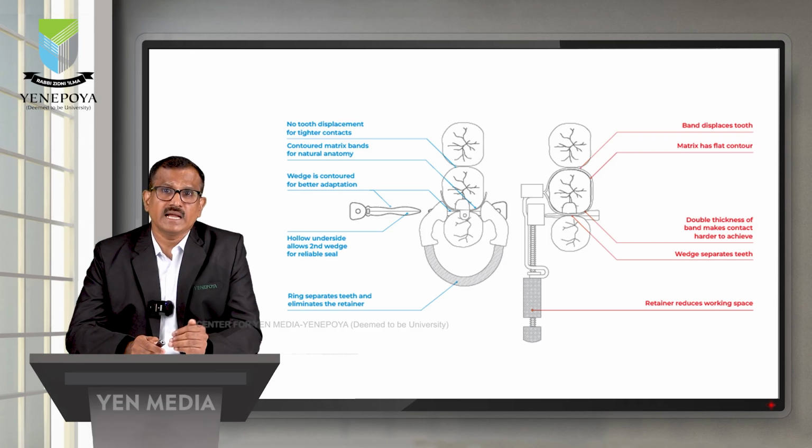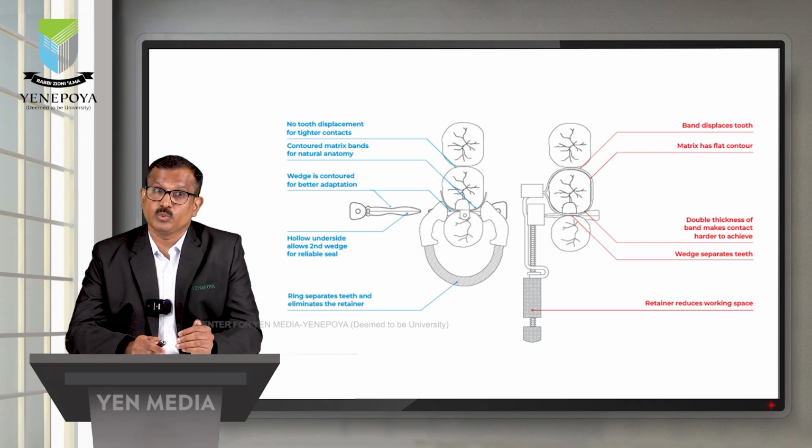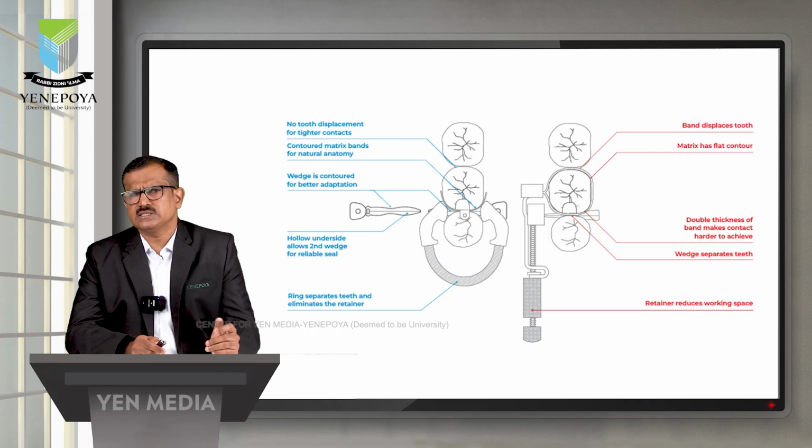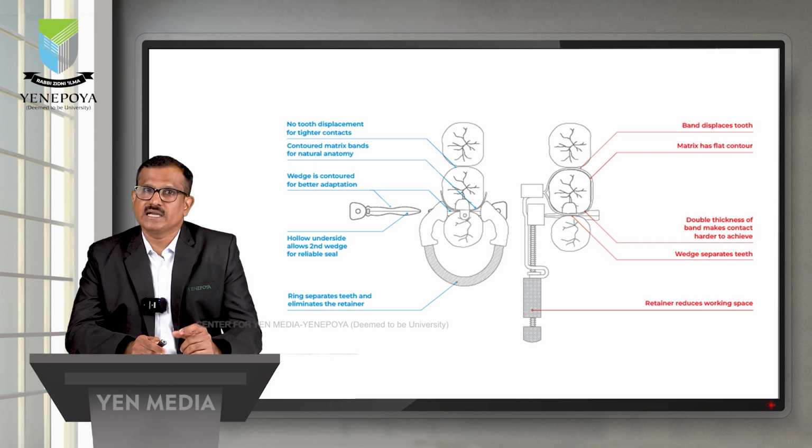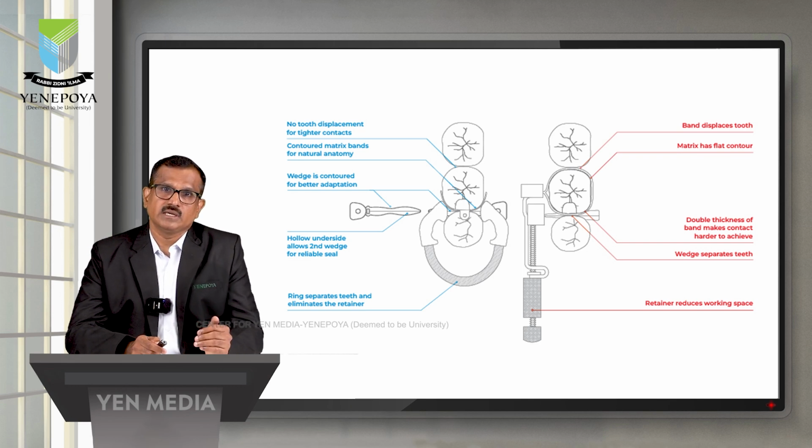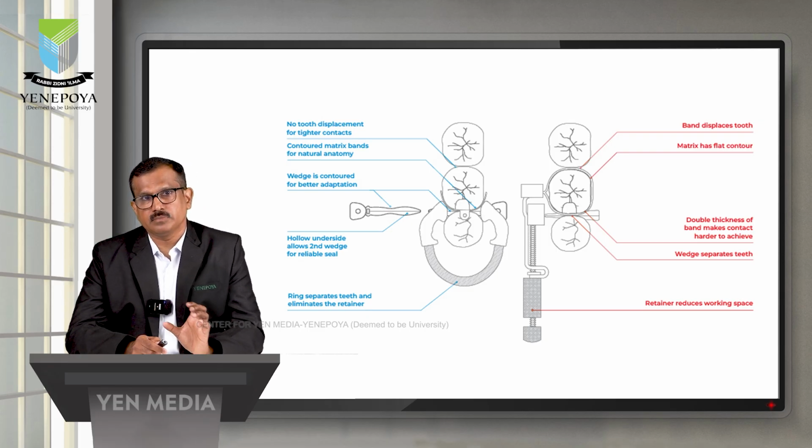They have very good clinical acceptance as well. Here there is no tooth displacement, for tighter contacts, and contoured matrix bands for natural anatomy, because pre-contoured bands are available. The wedge is contoured for better adaptation. Here the wedges are anatomical wedges, we can call them, which go inside and then flex and take up the shape of that particular embrasure area, and adapt nicely. It not only adapts well, it also adapts the sectional matrix band towards the tooth.